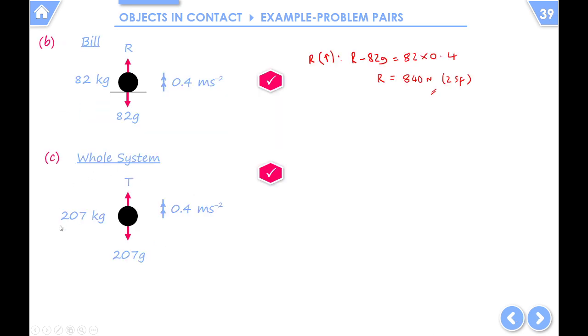So we've got our diagram on the left hand side. Again, we're going to resolve upwards. So the forces we've got going upwards are 2T, and the force downwards 207G. So we get 2T minus 207G. And that equals mass times acceleration. So the total mass here is 207, and we multiply that by 0.4. Again, we're going to do 207 times 0.4, but then we'll move this term over to the other side and add 207G. And if you put that into your calculator, you get 2,100 newtons to 2 significant figures.